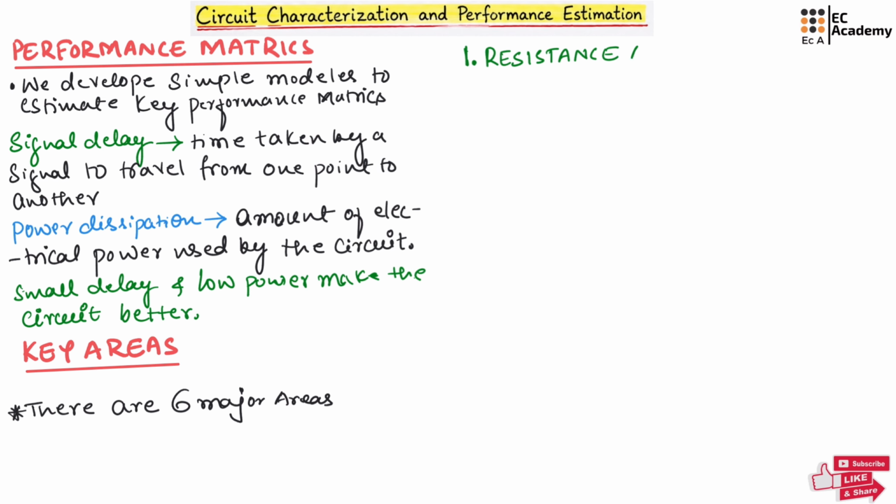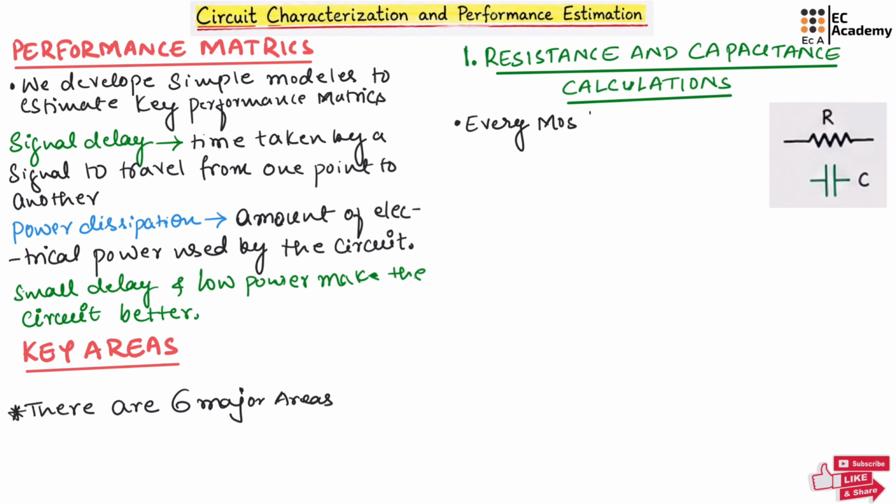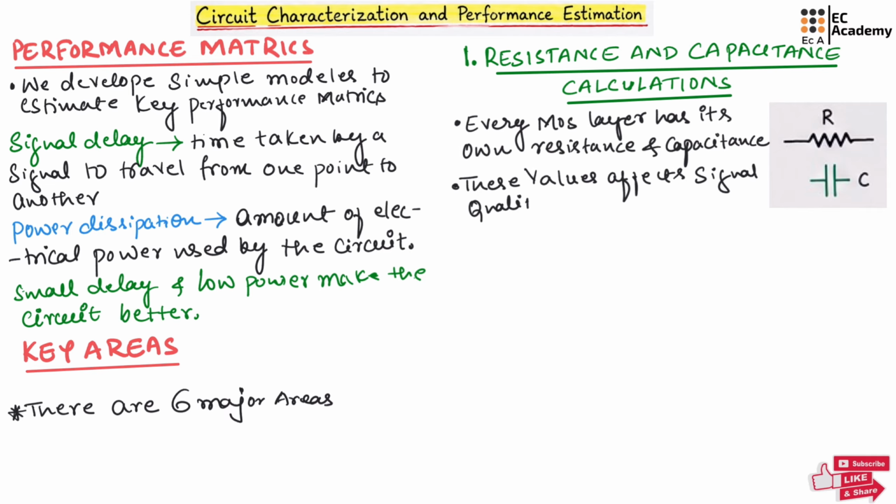The first key area is resistance and capacitance calculations. Every MOS layer has its own resistance and its own capacitance. These values affect signal quality and circuit speed. High resistance or higher capacitance can reduce the performance. So you need to remember, every MOS layer has its own resistance and capacitance, and these values will directly affect the signal quality and circuit speed.